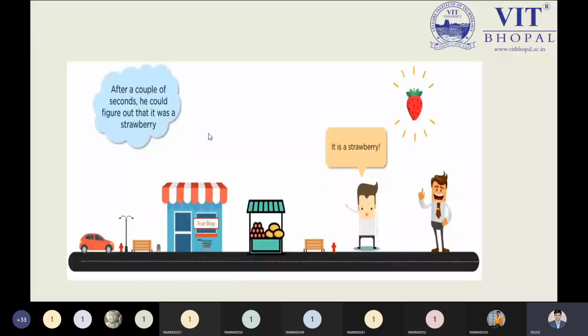So after a couple of seconds, or maybe a couple of minutes, depending on the capability of his grasping power, my son could easily figure out that it was a strawberry. So definitely, according to my opinion, my son is easily predicting the information that it is a strawberry or it is an apple. So what I'm doing right now, I'm following supervised learning. Okay, that is my point.